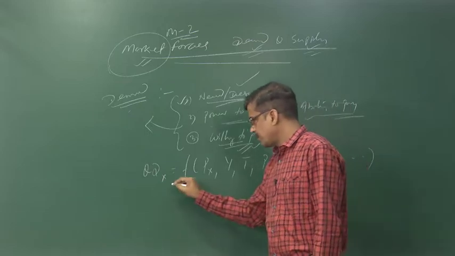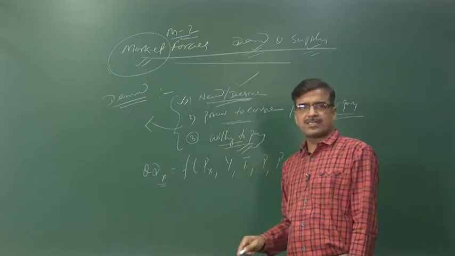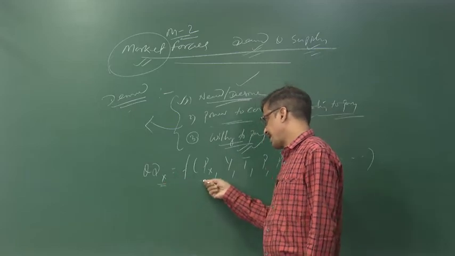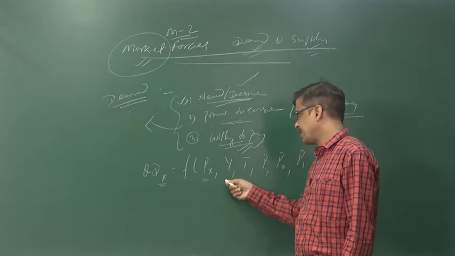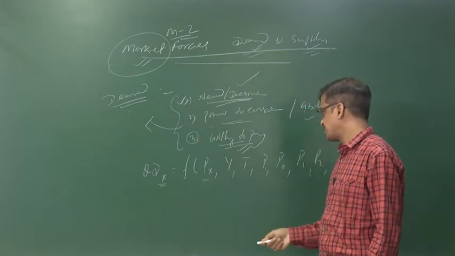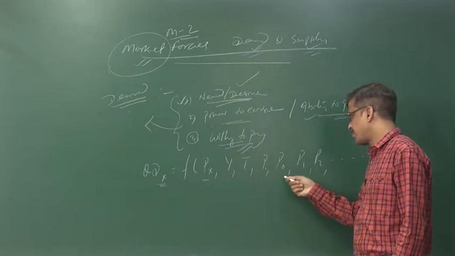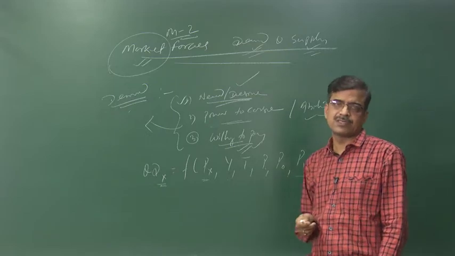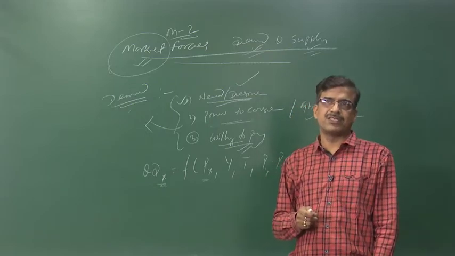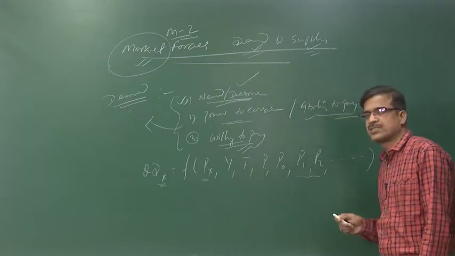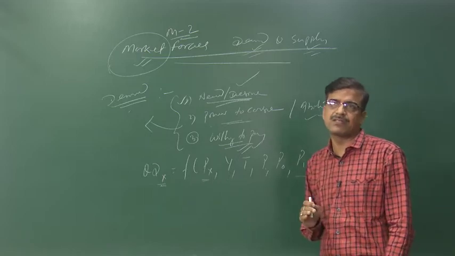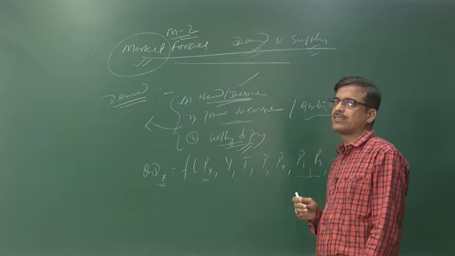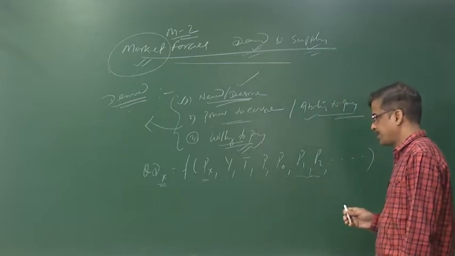So, when demanding a particular product, let us say the product X, it depends upon its price, it depends upon the income, it depends upon the taste, preferences, population and the price of other related commodities. Other related commodities in the sense the price of its substitute and the price of its complement.